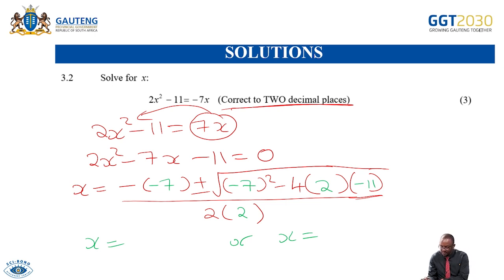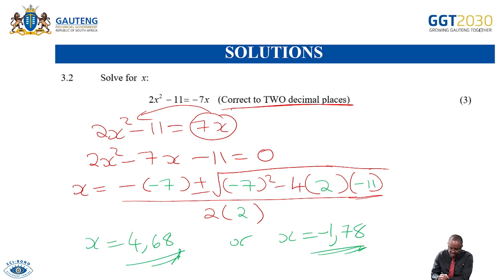Then now, when we substitute the -7, and we also substitute -7, then the a there is 2. Then we also have -11 divided by your a, which is 2. Then now we are going to have 4.68. Then we change from positive to negative. Then we get -1.78. So this is how you solve for your quadratic.